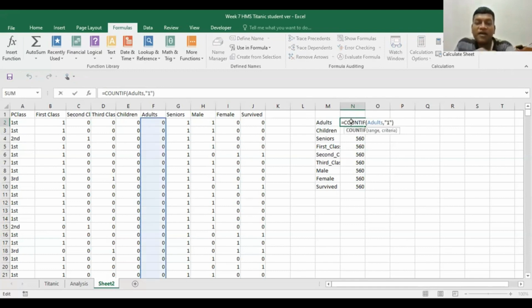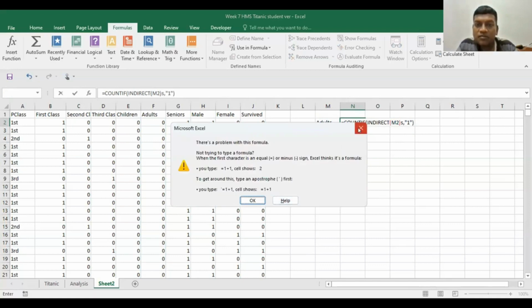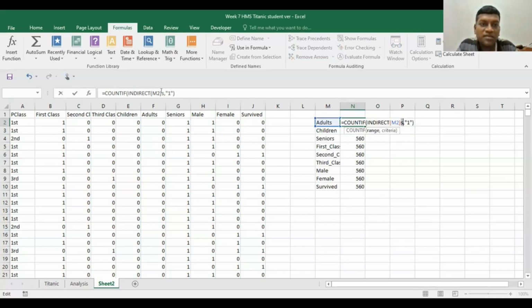Essentially, I've used the name range here, right? So I can use the name range. Okay, I will use what is called an indirect function. Instead of writing adults here, I will basically use the indirect function, and I'll refer to this cell adults here and close the bracket. Wait, I don't have an issue. I just want this S to be deleted and enter. I just have to drag the formula down.